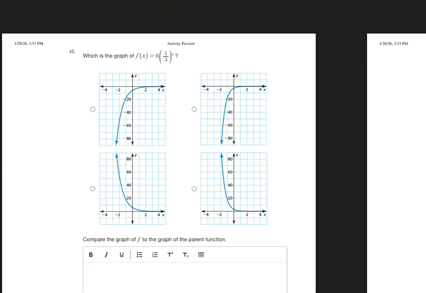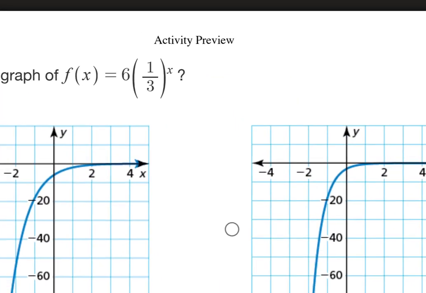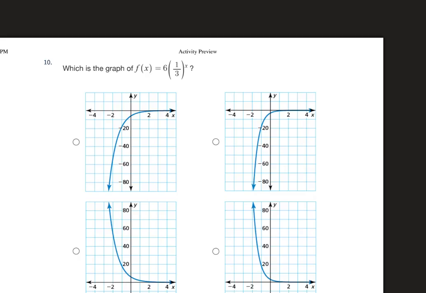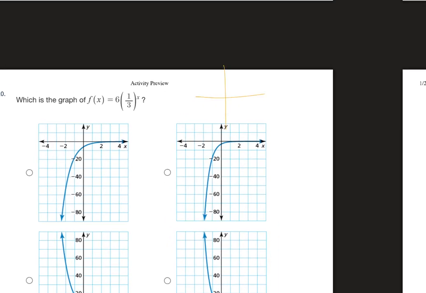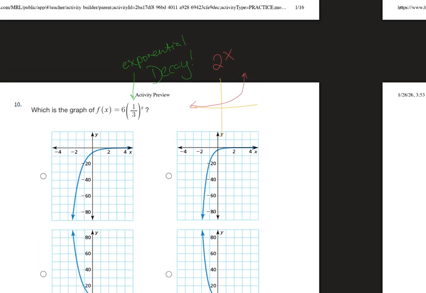Let's move on. Which graph is 6 times 1/3 to the x power? Okay, well, you might think, oh, well, it's got to be, oh no, we have a problem. You might be thinking, all right, well, we talked about this. 2 to the x is going to look like this. You're right, 2 to the x does look like that. And this is exponential growth. This, my friends, is exponential decay. Meaning it's going to start big and then get smaller and smaller.